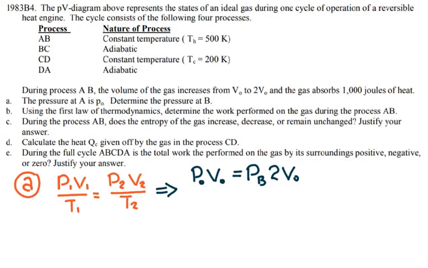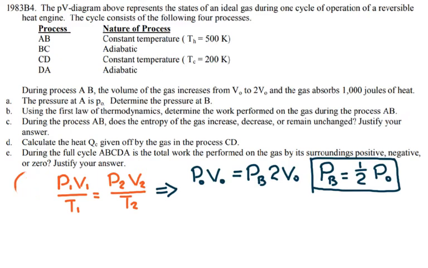So that gives me P at point B is equal to 1/2 P sub 0. Let me just keep formulas in red. So that is our A.